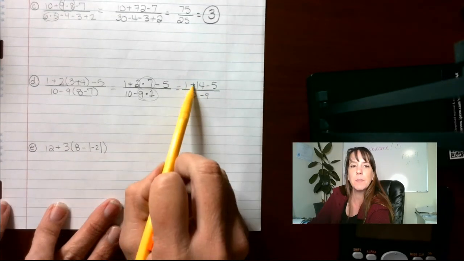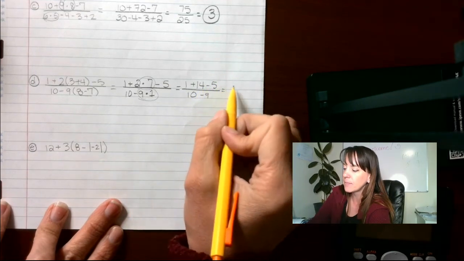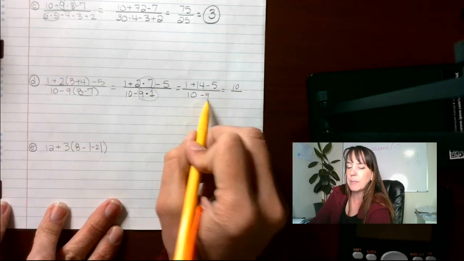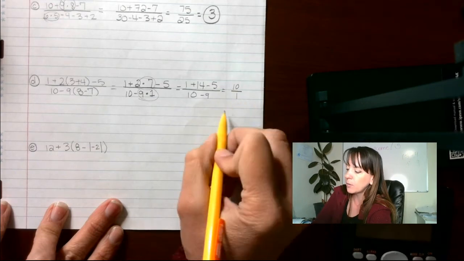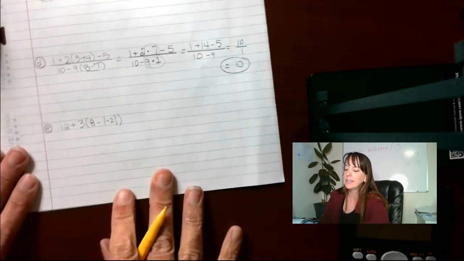Okay, so 1 plus 14 is 15. 15 minus 5 is 10. Over 10 minus 9 is 1. So our answer is 10. That equals 10.